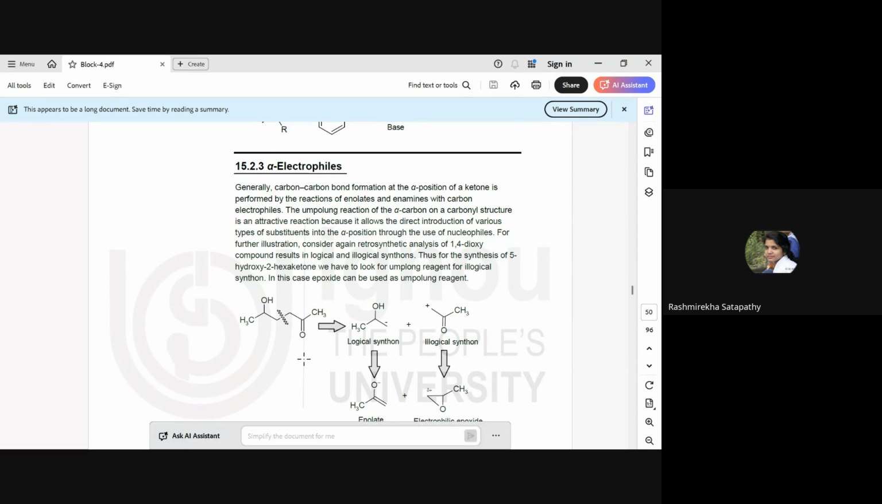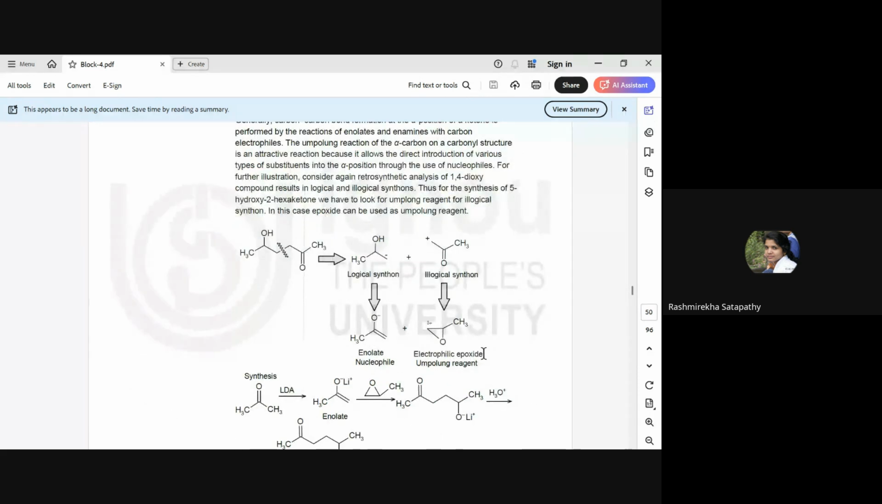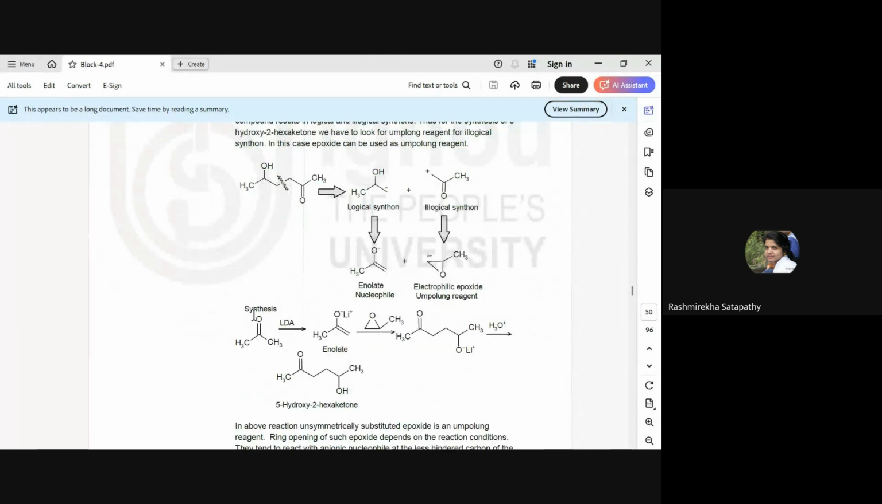So this compound breaks, and two synthon molecules are formed. How is the synthesis done from this? This is the final compound. This compound can be formed from this acetone compound when treated with LDA. It forms the enolate. Then this epoxy methyl group reacts with this compound. Then the ring opening reaction happens. Finally, on hydrolysis, this compound is formed.